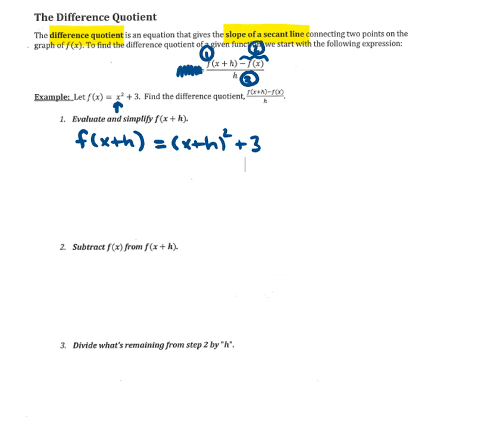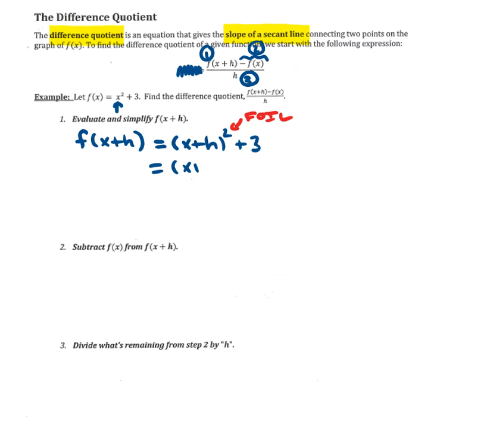In a lot of cases, if you have an opportunity to simplify via some algebra, you want to take that opportunity. For instance, in x plus h quantity squared plus 3, the power of 2 is really telling us to FOIL. That's something we want to do. It's going to help us out in our second step.